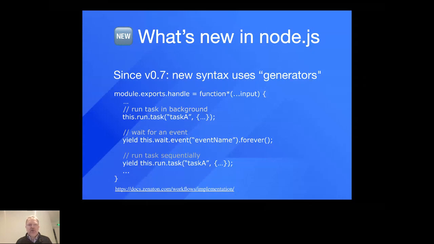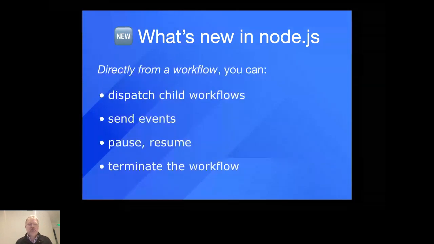So the new features for Node: as Florian told us, he had to build a lot of workarounds to do some basic stuff. Most of them are now included in the Node SDK. For example, you can now dispatch a child workflow from a workflow. You can send events from a workflow also. You can pause and resume a workflow from a workflow if you need to, and you can terminate a workflow also.